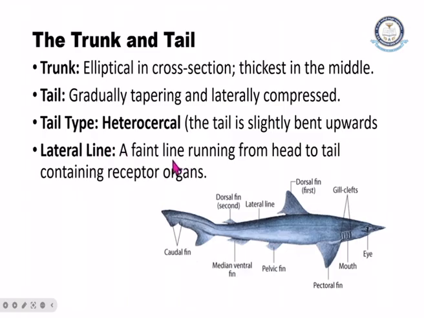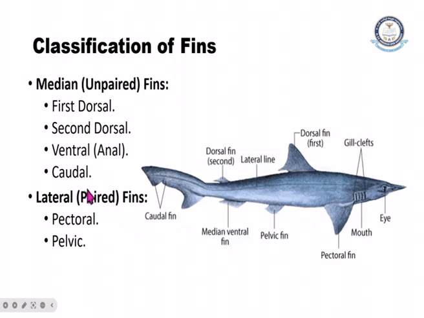The faint line here, you can see the lateral line system. This is the line which is nothing but the lateral line sense organs. They work like receptors. And coming to the classification of the fins, they have three different types of fins: the median unpaired and paired, and also lateral fins are there.